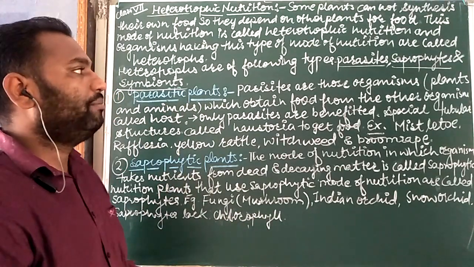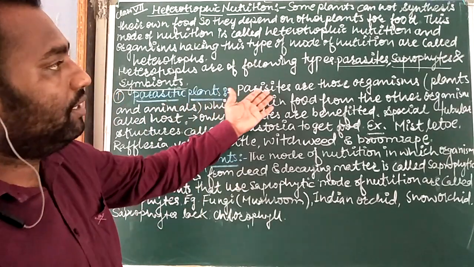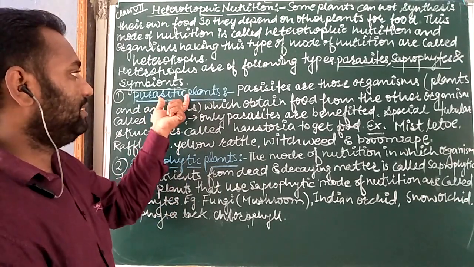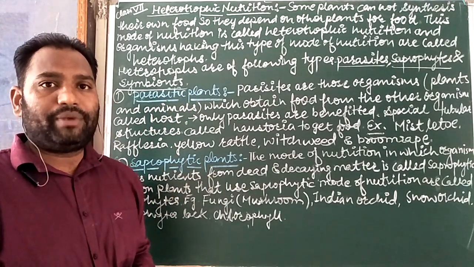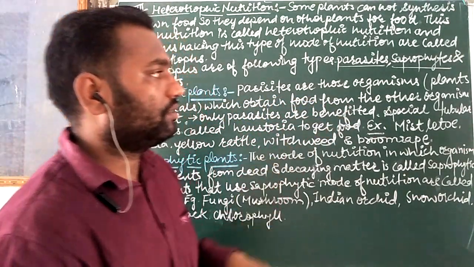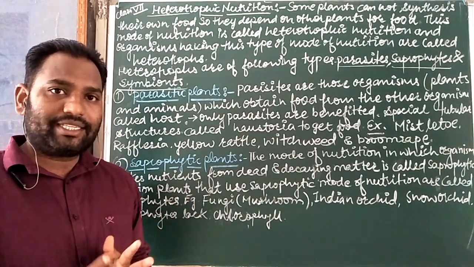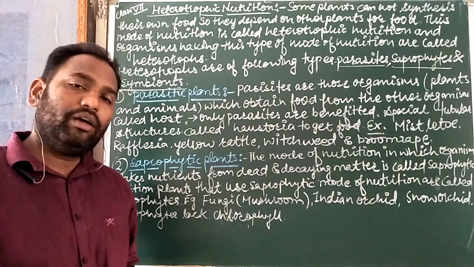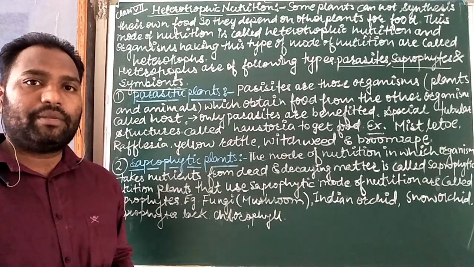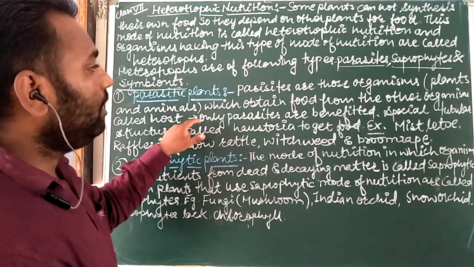First are parasitic plants. Parasitic organisms may be plants or animals. Parasites obtain food from other organisms. They do not synthesize their own food, and they depend on another organism, which is called the host.